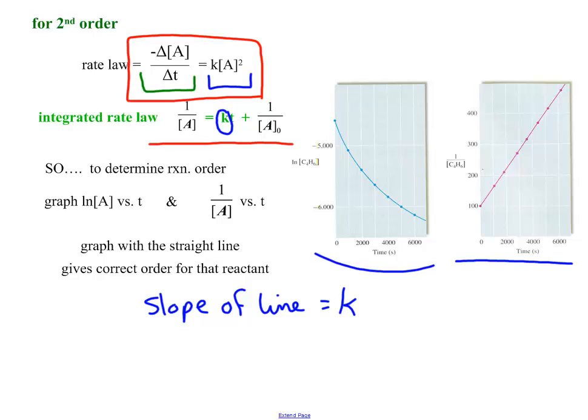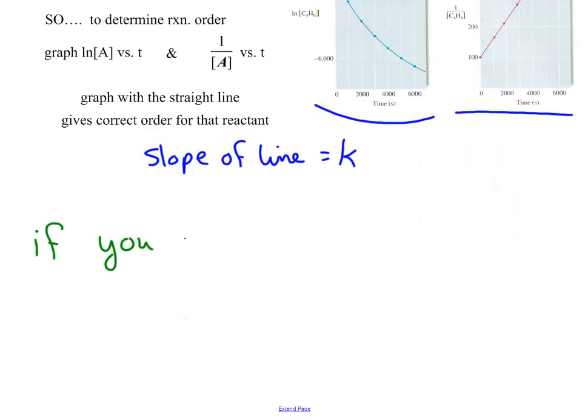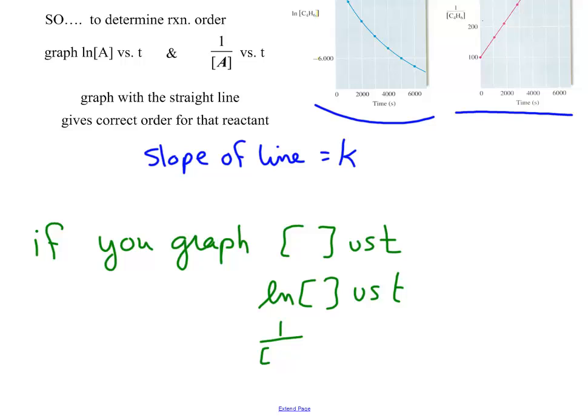Another thing that's nice, especially if you know how to use lists and graphing on your graphing calculator, is you can enter the concentrations, you can enter the times, and you can graph concentration versus time. You can graph natural log of concentration versus time, and you can graph 1 over the concentration versus time. And whichever one gives you a straight line, that is the order of your reaction. So if you graph concentration versus time, natural log of the concentration versus time, and 1 over the concentration versus time, whichever gives you a straight line gives you the order of the reaction.